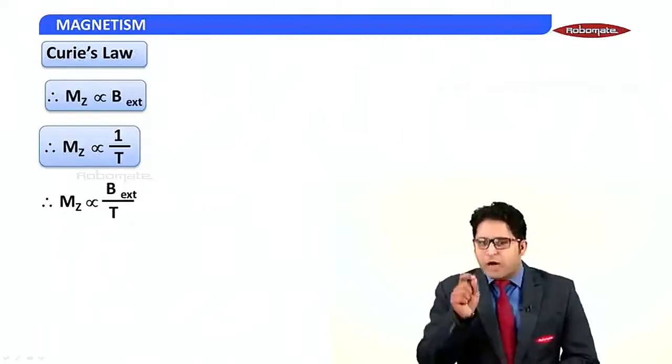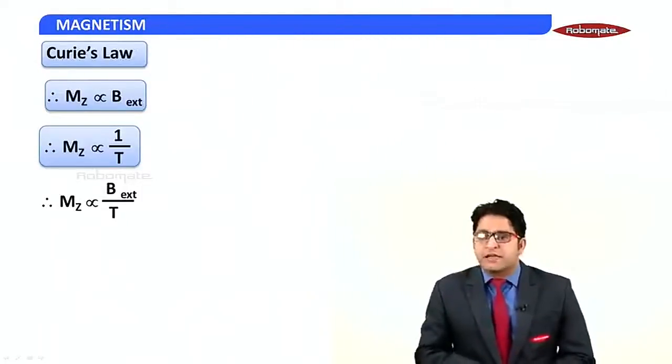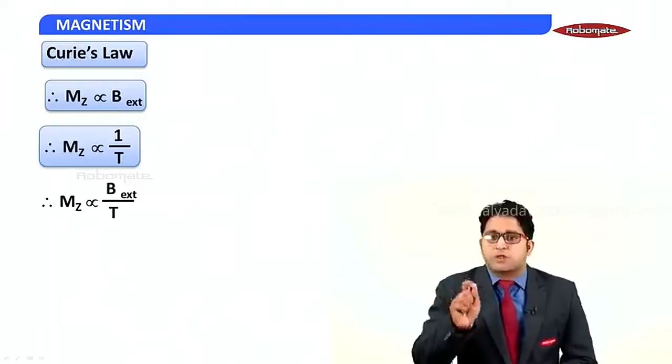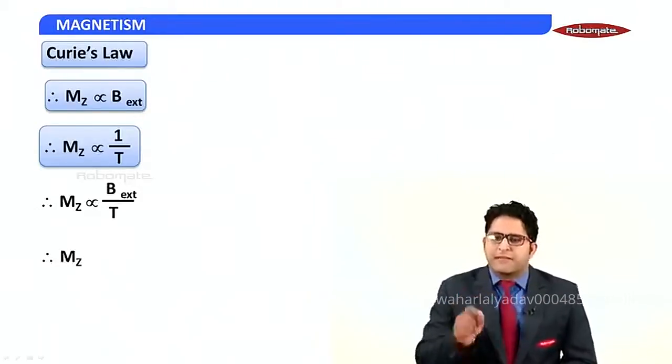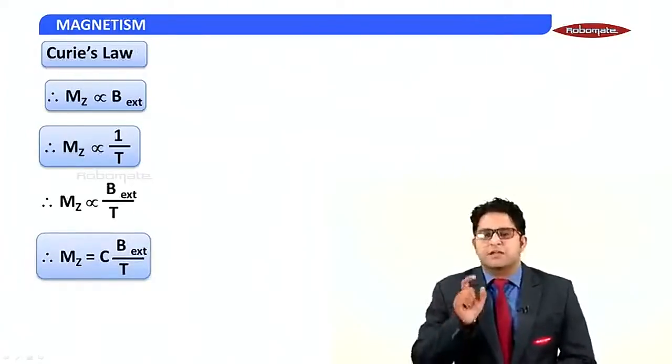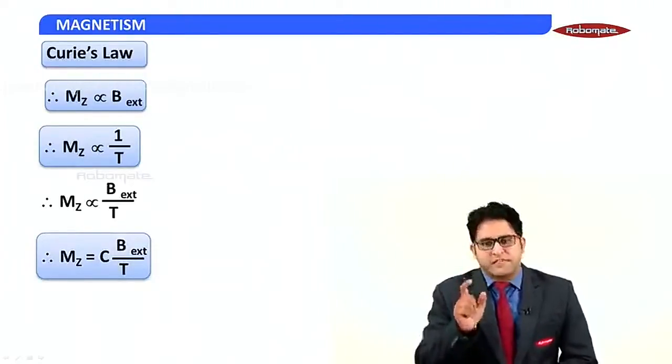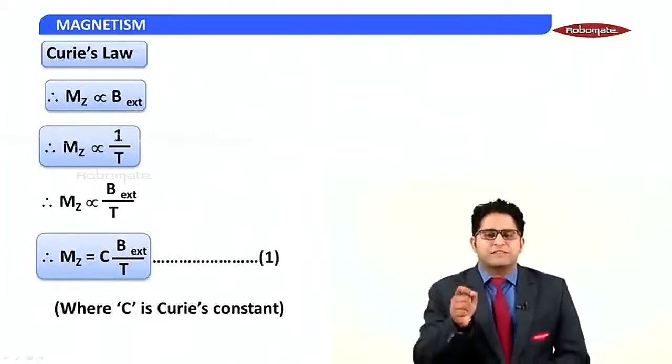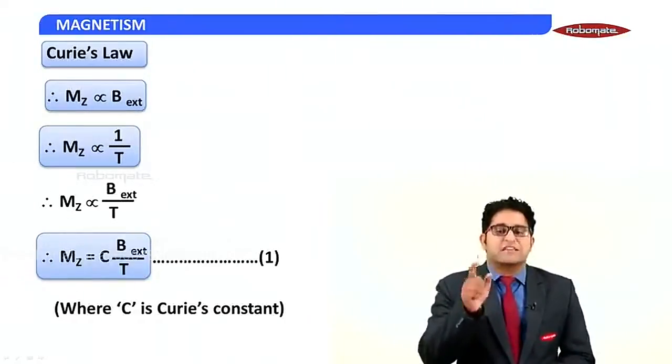Now I'll remove this proportionality sign and introduce a constant. What will I get? I'll get Mz is equal to capital C times B external upon T. And what is C? C is Curie's constant, and I'll name this above equation as equation number 1.